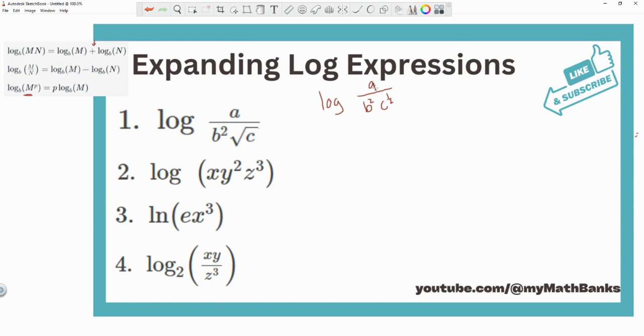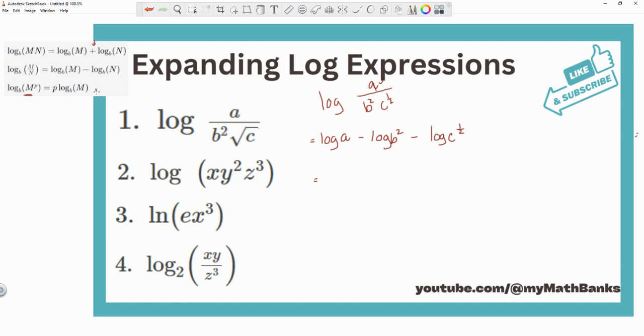Now your a here is a numerator, and then you have two denominators, so now we can expand them as log of a, but then the b squared, that is the denominator, so it'll be minus log of b squared. C is also a denominator, then that will be minus log of c to the power of 1/2. Now, this is almost done, except that you have exponents.